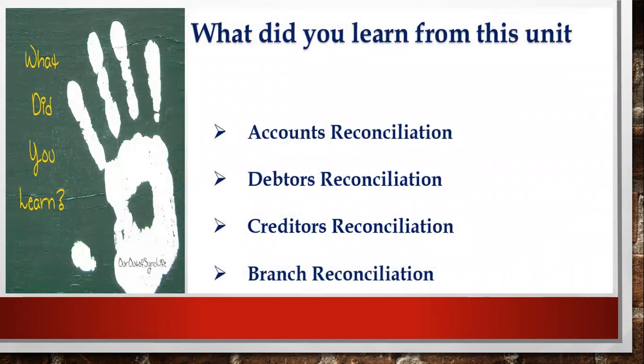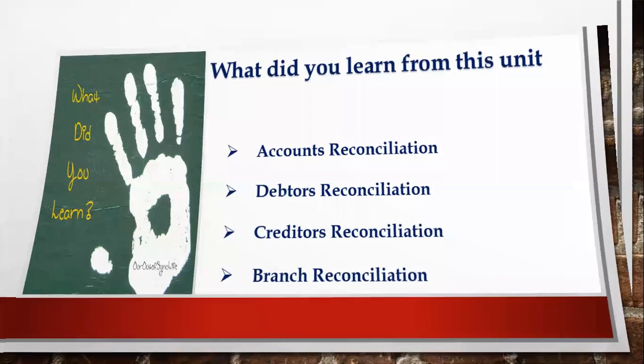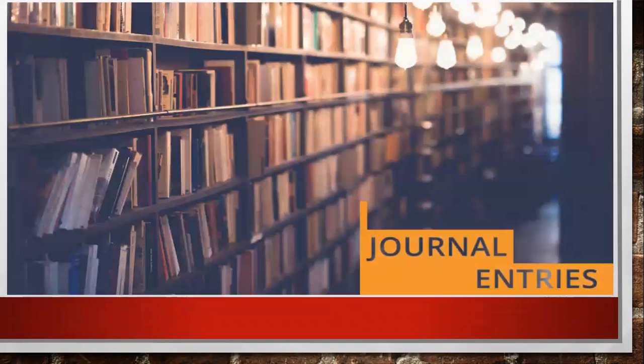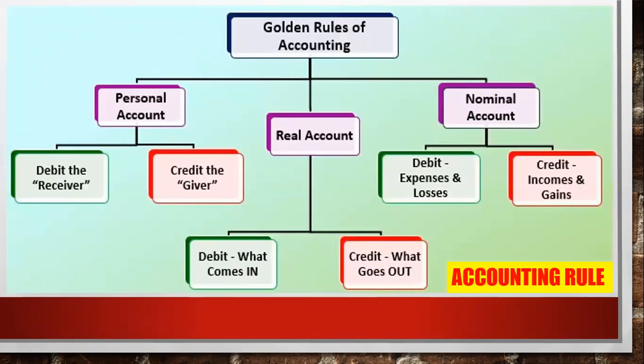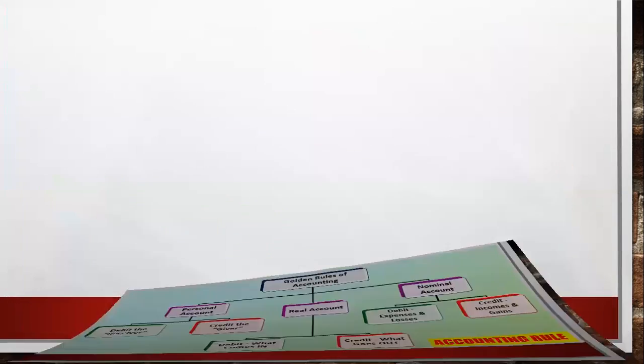In this chapter, you have learned what is account reconciliation, data reconciliation, creditor reconciliation, and branch reconciliation. The next topic is advanced journal entry. Before that, I ask you some basic journal entries. These are the accounting golden rules. For a personal account, debit the receiver, credit the giver. For a real account, debit what comes in, credit what goes out. For a nominal account, debit all expenses and losses, credit all income and gains.